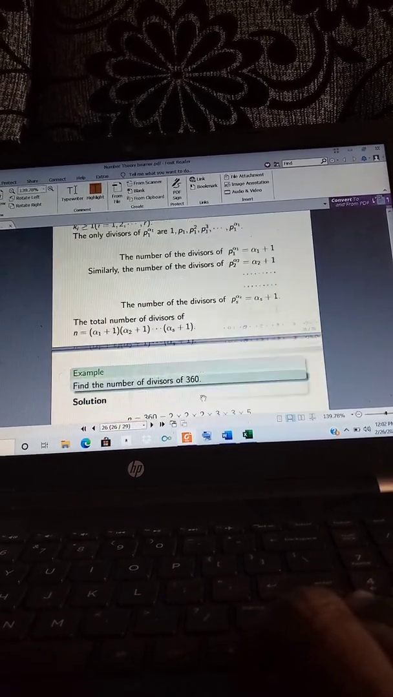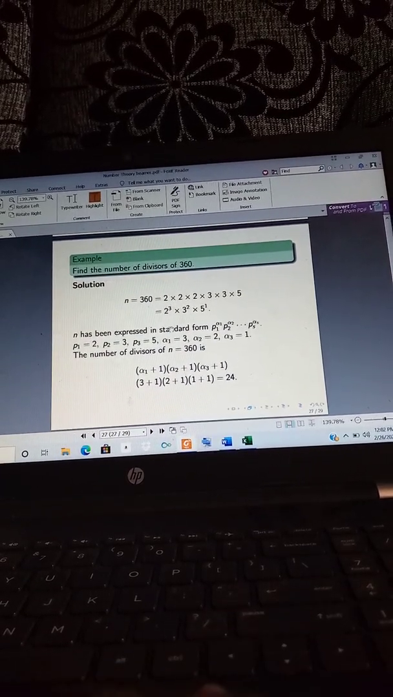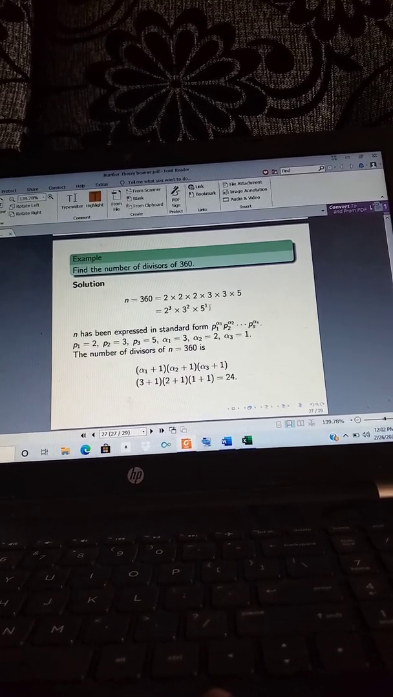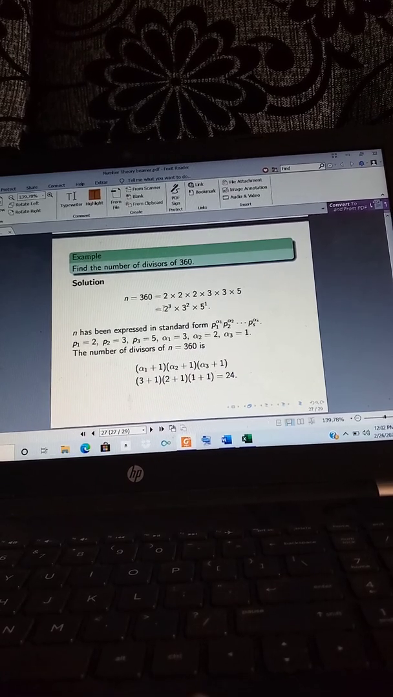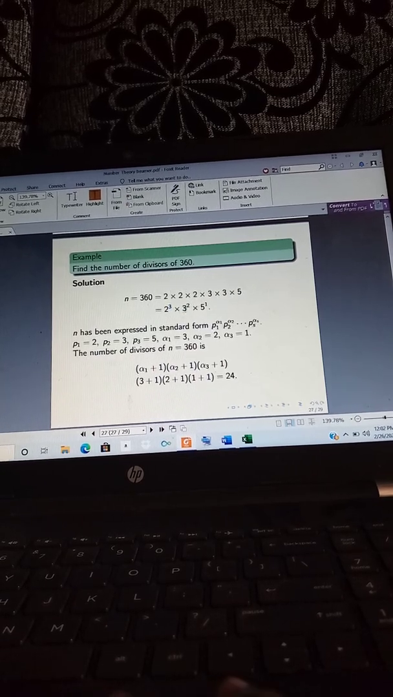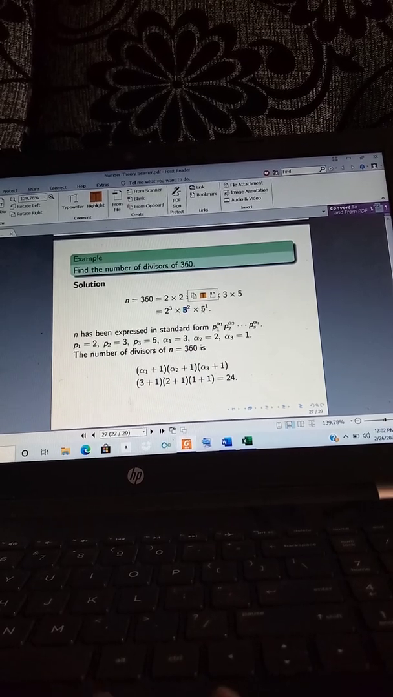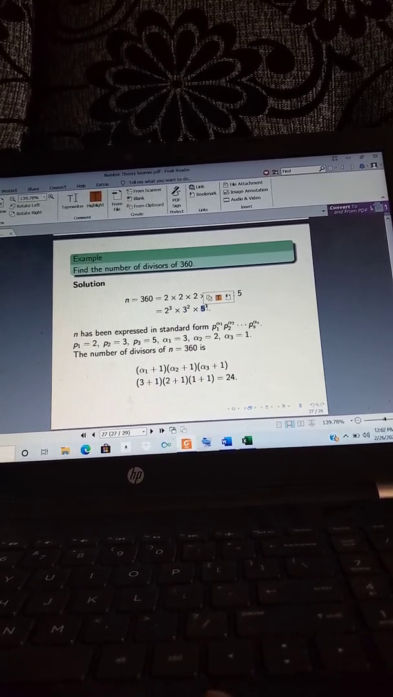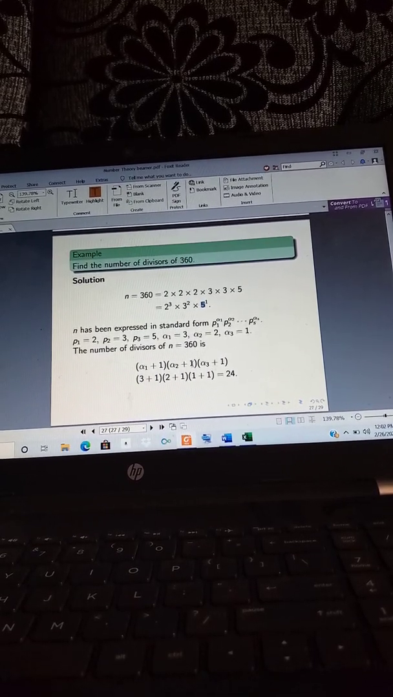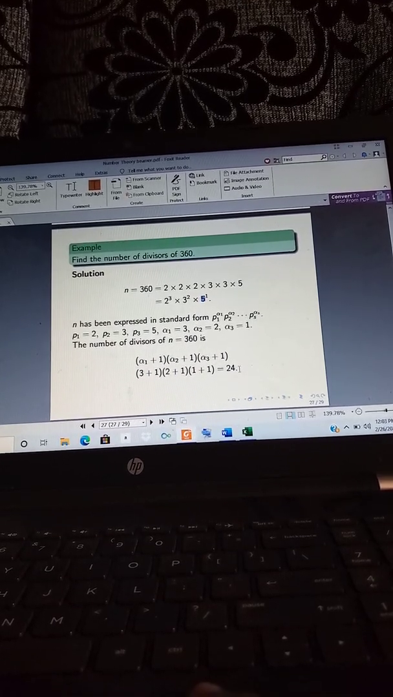Now let's look at an example. Suppose we are asked to find the number of divisors of 360. So 360 can be written in standard form as 2 raised to power 3 times 3 raised to power 2 times 5 raised to power 1. From here we see that our p1 is 2, our alpha 1 is 3, our p2 is 3, our alpha 2 is 2, our p3 is 5, and our alpha 3 is 1. So the number of divisors of 360 will be alpha 1 plus 1 multiplied by alpha 2 plus 1 multiplied by alpha 3 plus 1, and if we substitute, we are going to get 24.